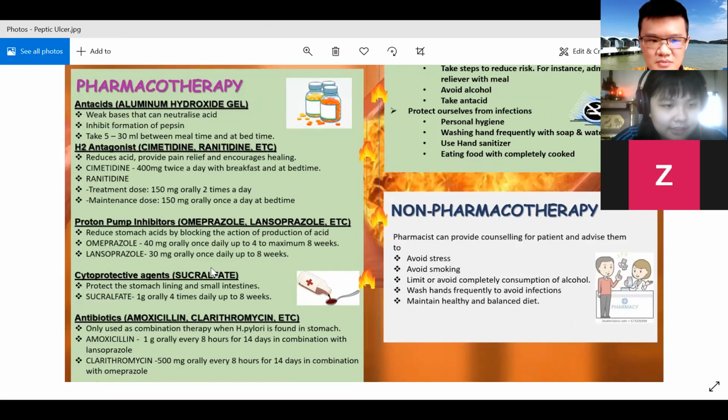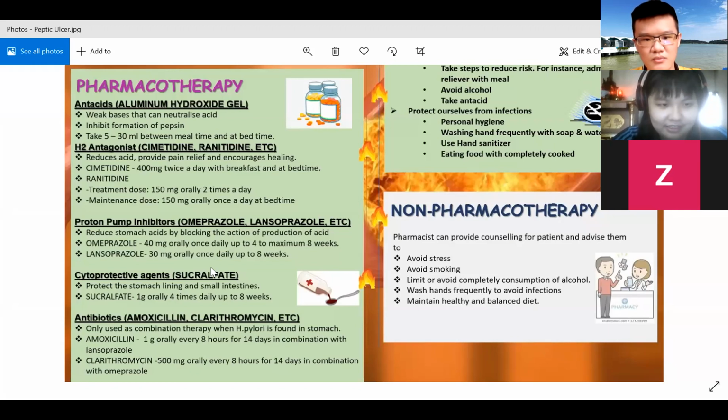Okay, omeprazole, lansoprazole, I also put the dose. 40 mg for omeprazole, 40 mg orally once daily for 4 up to a maximum of 8 weeks, and for lansoprazole 30 milligram orally once daily for up to 8 weeks.